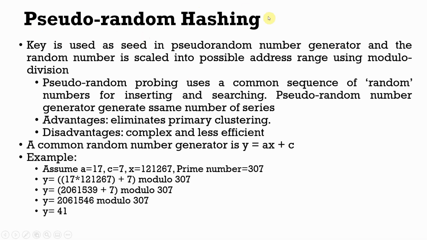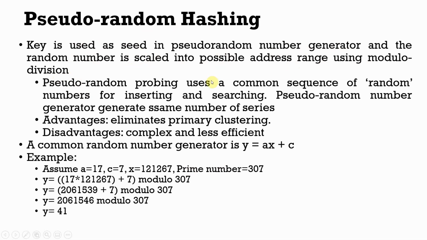Another method for implementing a hash function is the pseudo-random method. We cannot use a truly random function for hashing because the hash function has to be deterministic. It has to give us the same output for the same input all the time. In pseudo-random hashing, the key is used as a seed in a pseudo-random number generator, and the random number is mapped into the possible address range using modulo division.